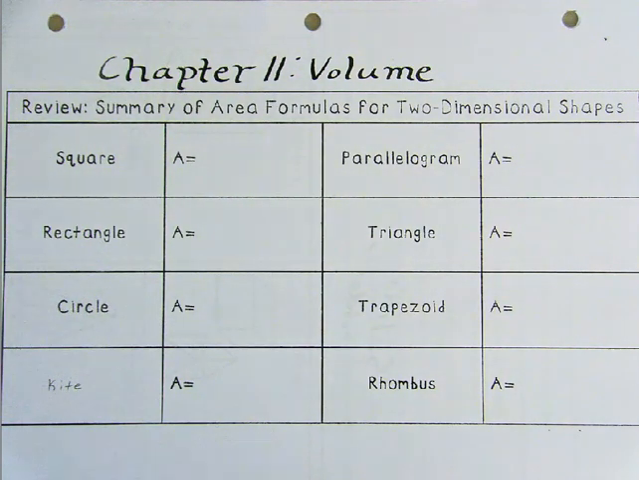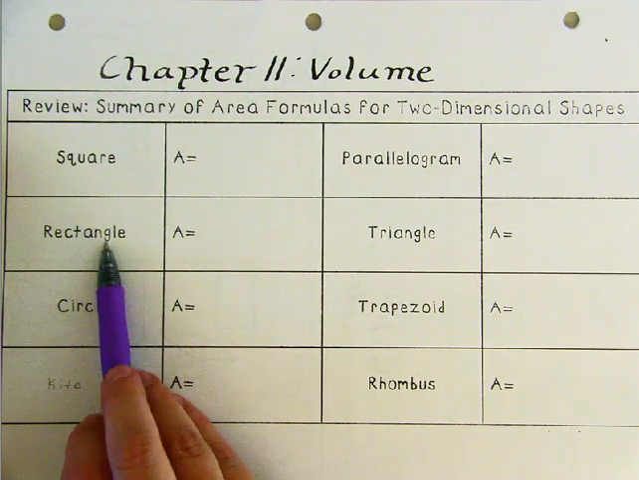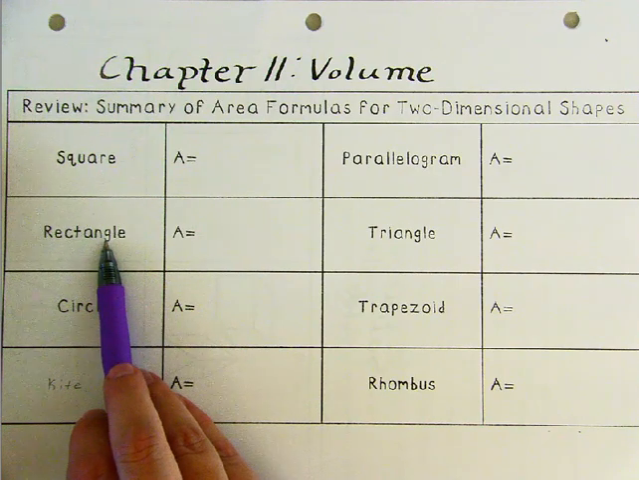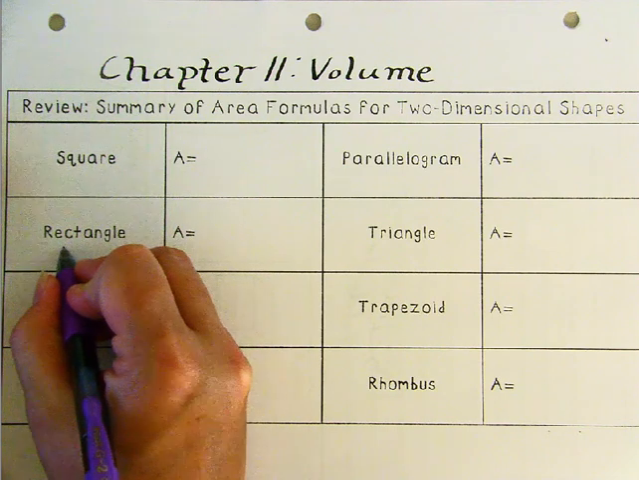Welcome back. So today we're going to be working on reviewing some of our area formulas for our two-dimensional shapes. So we're going to start out with a rectangle. The reason why we're going to start out with a rectangle is because this is the one that you're probably the most familiar with.